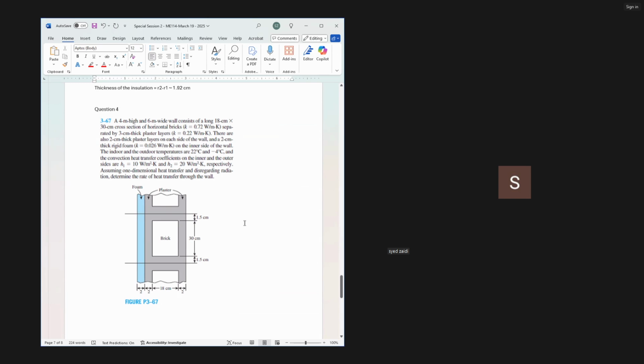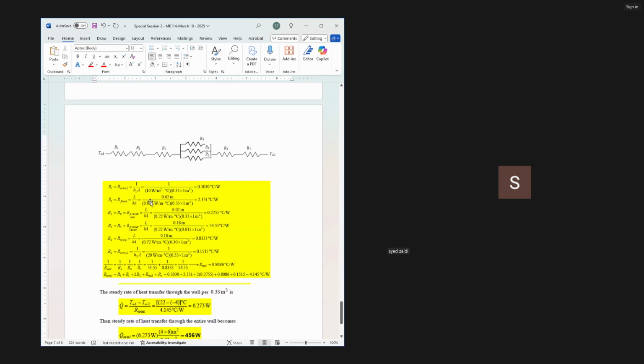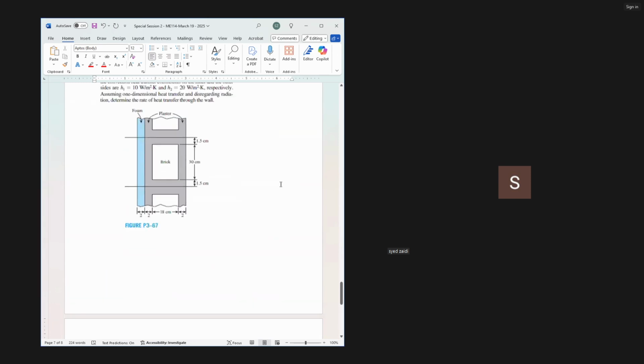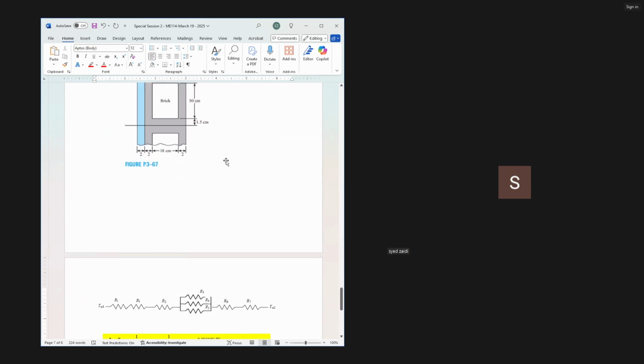This question is important because it tells whether you can calculate these values. It is important to understand where this 0.33 is coming from. This is 30 centimeter, this is 1.5, 1.5 is 3. So 33 centimeter divided by 100 is 0.33. So this is per unit length.